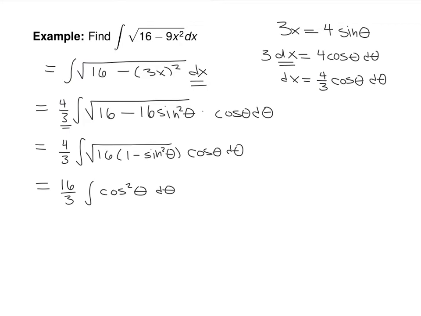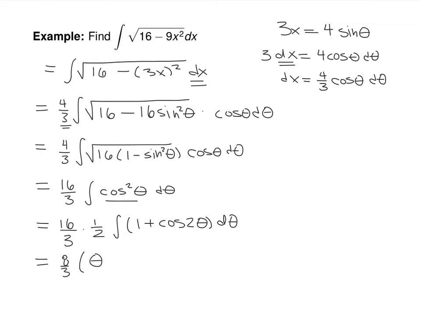And here we have to use the half angle identities. So cosine squared of theta is 1/2 times 1 plus cosine of 2 theta. And in this instance, taking things back to x is going to be a little bit tricky. That's the part that's a little bit messy here. So 16 thirds times 1/2, or half of 16 thirds, is 8 thirds. The antiderivative of 1 is theta. The antiderivative of cosine of 2 theta is 1/2 sine of 2 theta, positive, plus c.